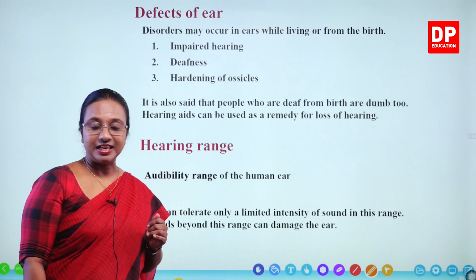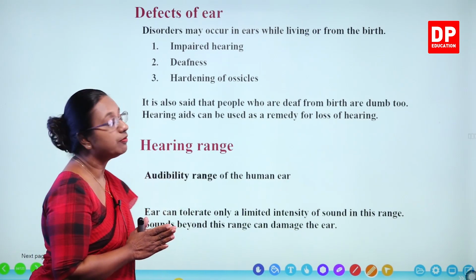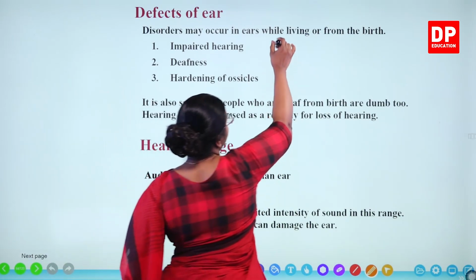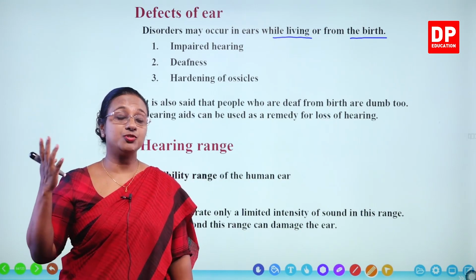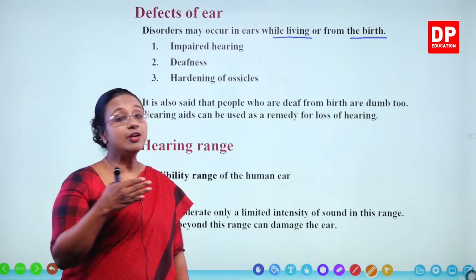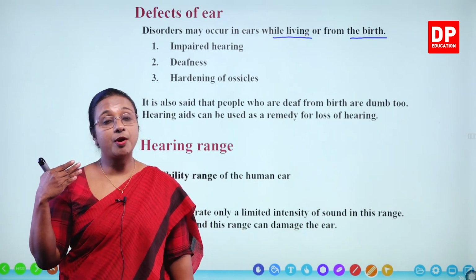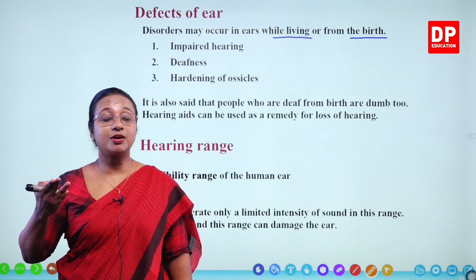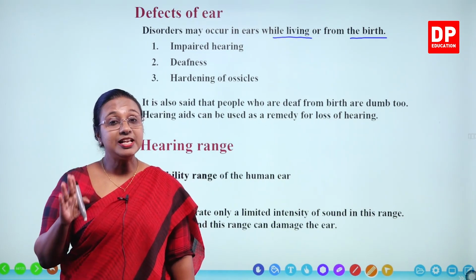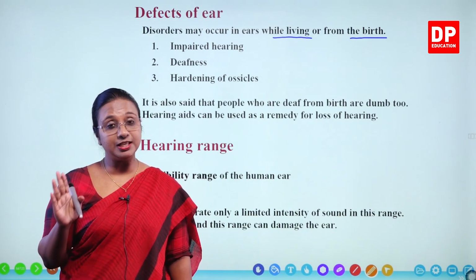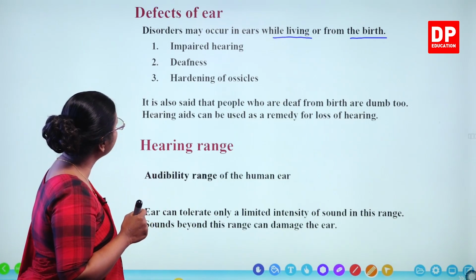So, defects of the ear. Again, disorders may occur in the ears while living or from birth. Two things that you have to remember. From birth, you might have a defect that of course you can't help. While living also, due to certain reasons which are out of your control, there can be a problem to your ear and a defect can occur. That also you can't do anything about, but you still can maintain the health of the ear. Before we go to that part, we will try to understand the defects of the ear.